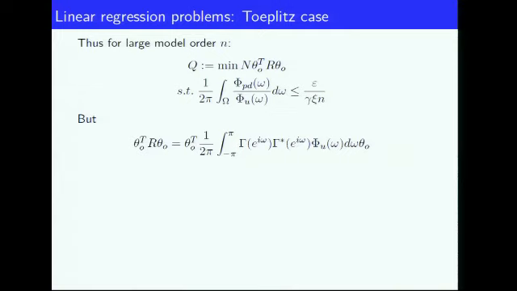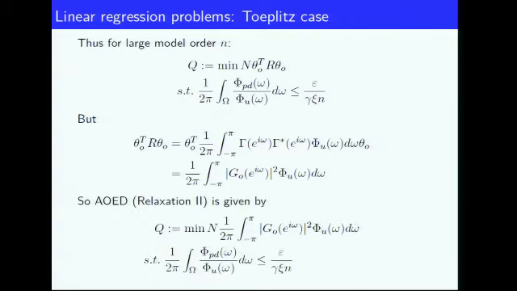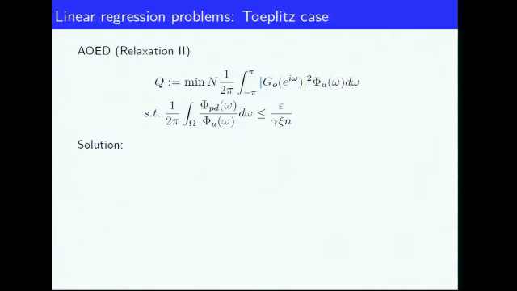But now, if you look at the cost function here, it can be written in this way. And if I take theta times gamma, I obtain the system frequency function. So I can write this now as this. This is the transfer function, or frequency function, from the input to the output, and phi u is the input spectrum. So now for large model orders I have this problem to solve. And the solution is easy to obtain. It's given by this expression here.